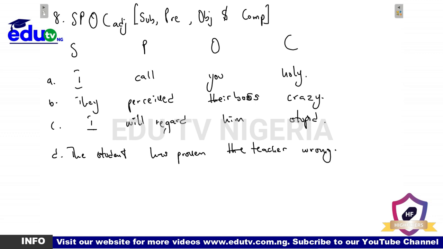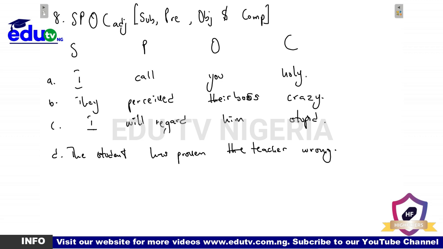So here we have I as the subject of the first sentence, call predicator, you object, holy complement, an adjective phrase. They perceived their boss crazy. They subject, perceived predicator, their boss object, crazy complement. I will regard him stupid. I subject, will regard predicator, him object, stupid complement also. The student has proven the teacher wrong. The student subject, has proven predicator, the teacher object, wrong.